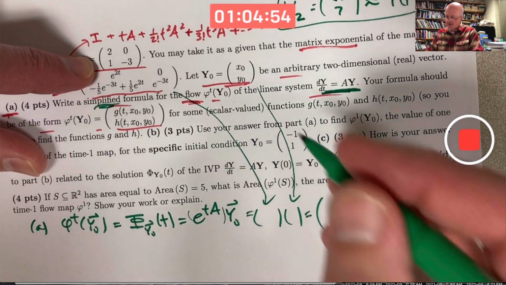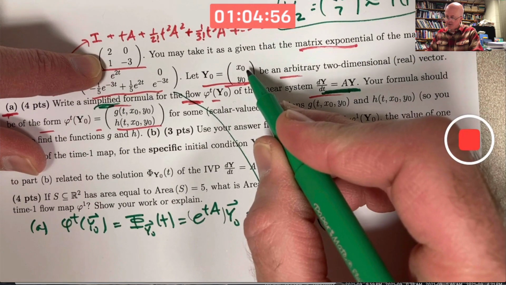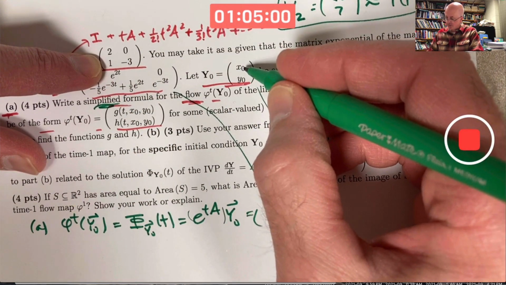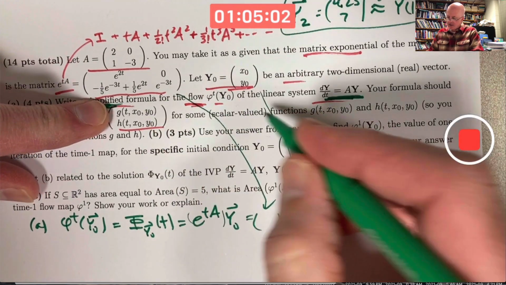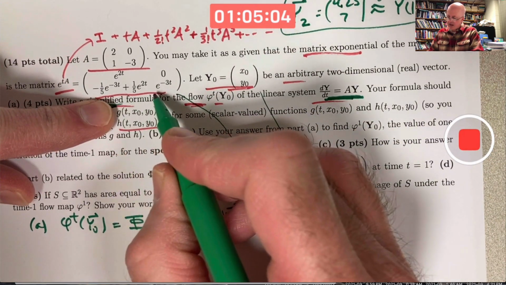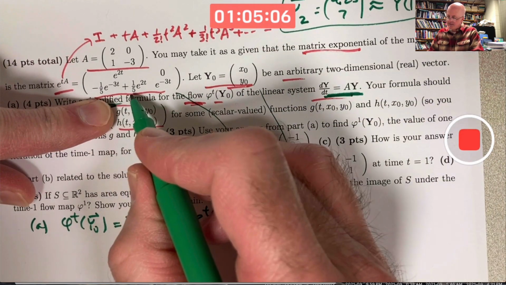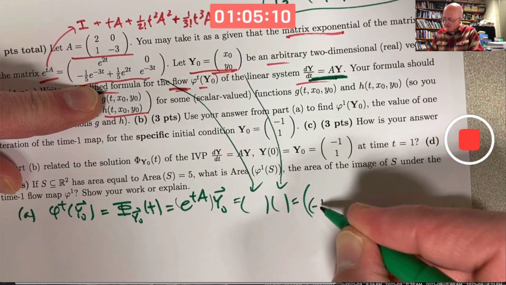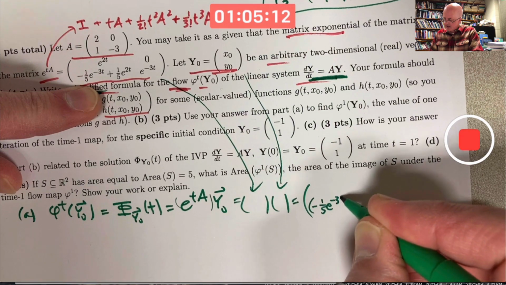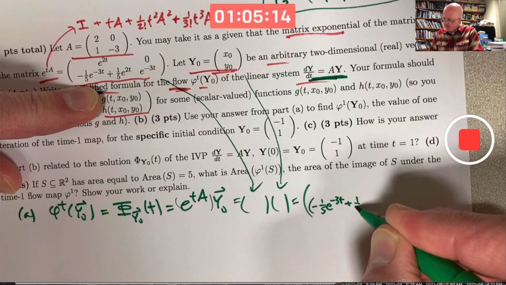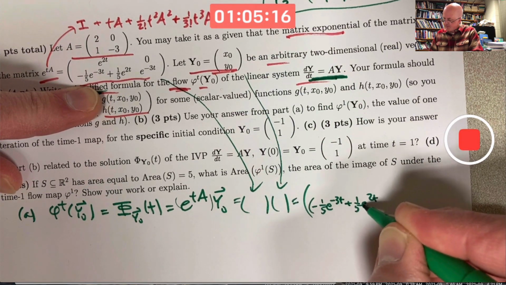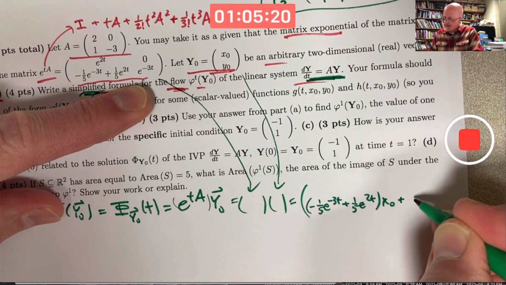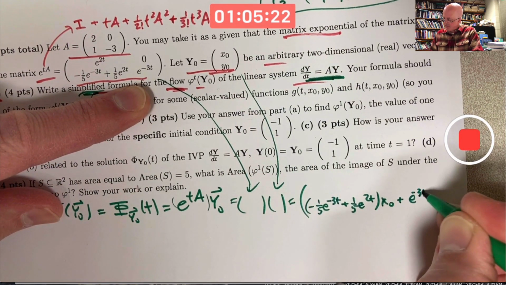Got to multiply here. e to the 2t times x0 plus 0 times y0 is going to be e to the 2t times x0 for the first component. The second component is going to be more complicated. Second row dot product with this will be this times x0 plus this times y0. So you'll get negative 1/5 e to the negative 3t plus 1/5 e to the 2t times x0, and then plus e to the negative 3t times y0.